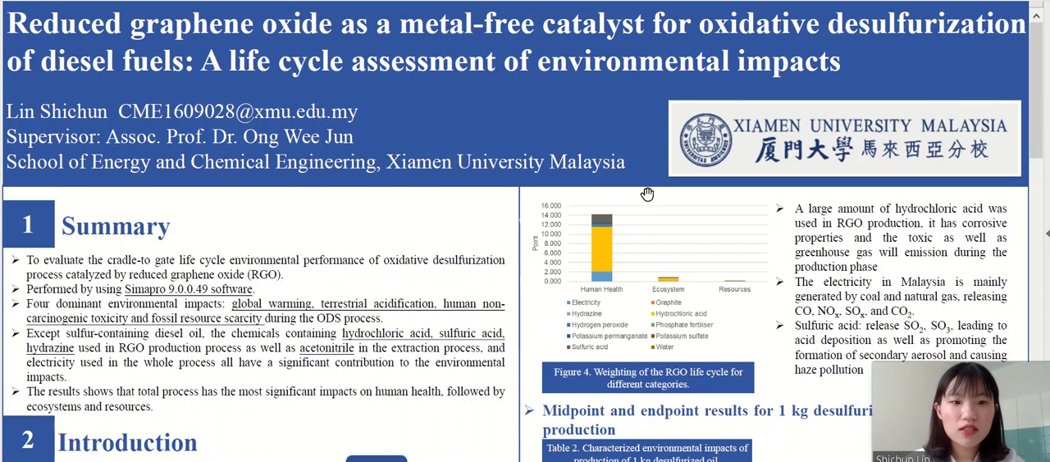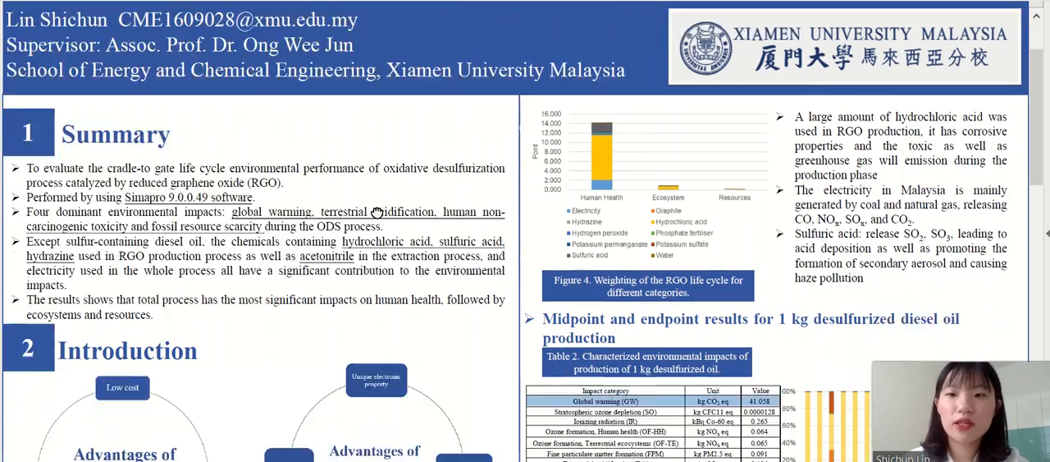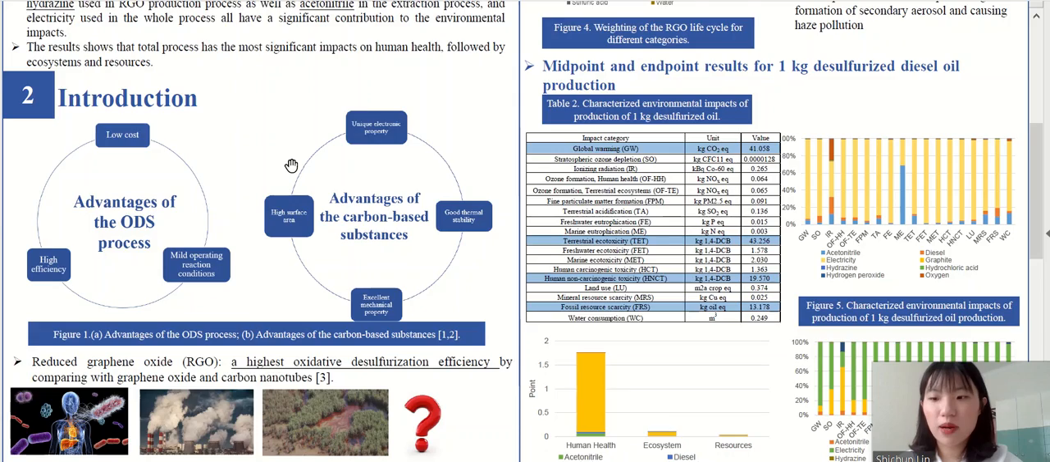Hello everyone, my name is Lin Shichun and my FYP topic is reduced graphene oxide as metal-free catalyst for oxidative desulfurization of diesel fuels, a life cycle assessment of environmental impacts. And come to the introduction part first.